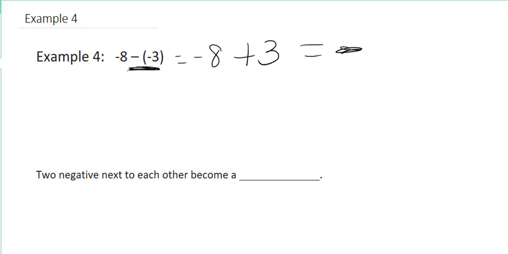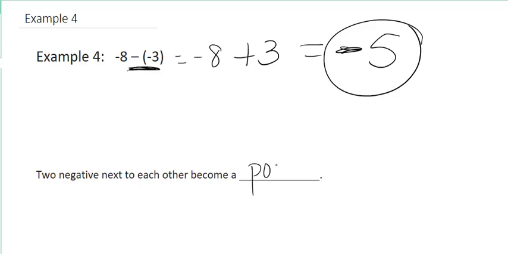And now we know 8 is the larger number, right? And then we have 3. So 8 minus 3 is 5. So we will put the 5 there, but we have a negative sign there. So it's negative 5. Now let's take this information and apply it back to our learning about patient weight management. Oh, but first let's also remember this. Two negatives next to each other become a positive.